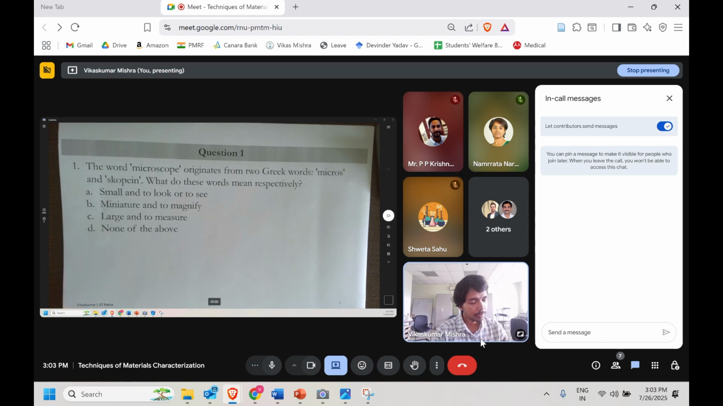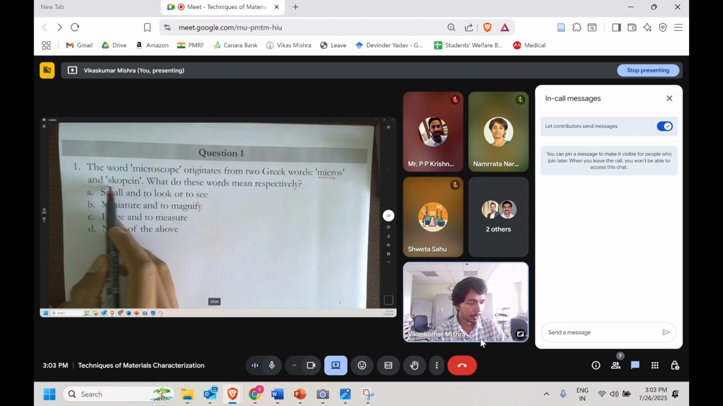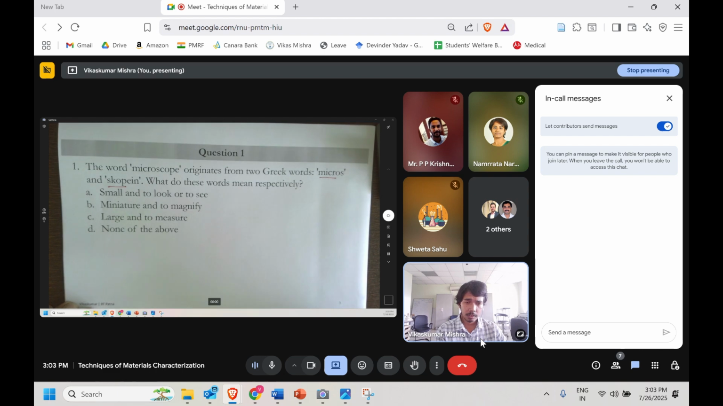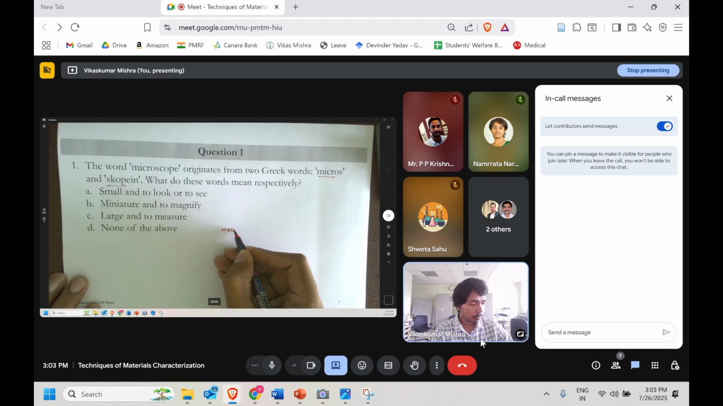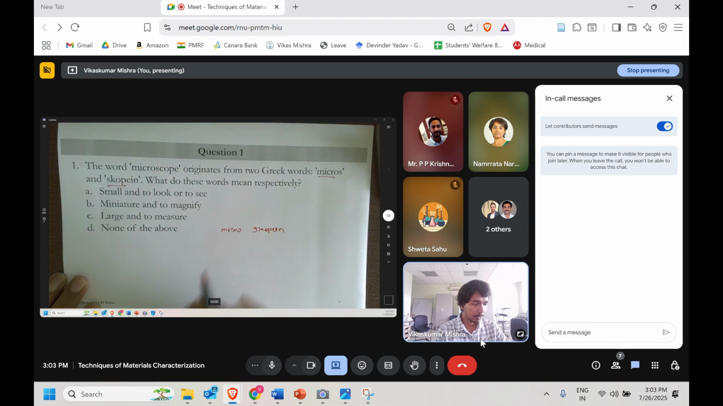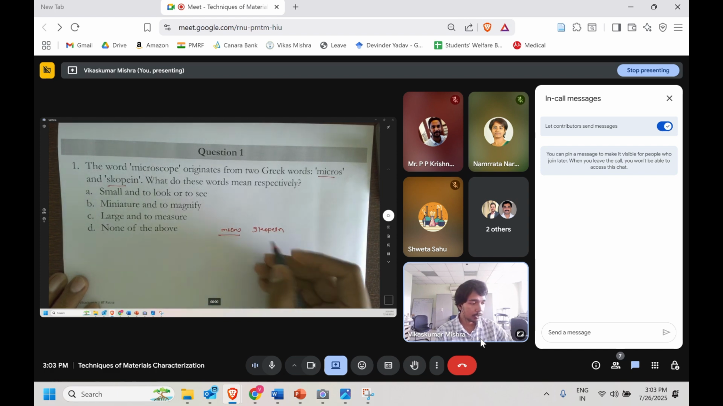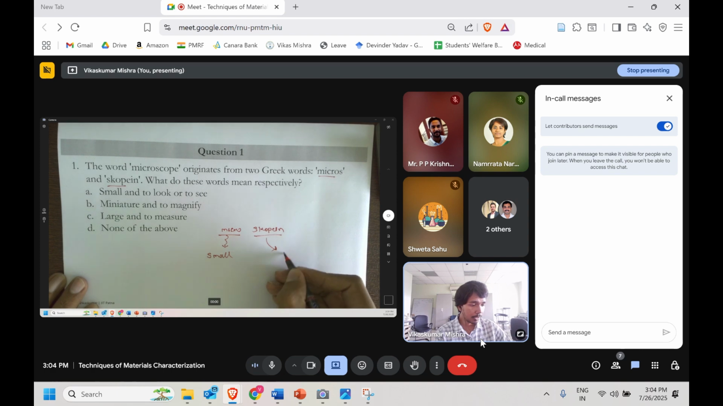The first one is that the word microscope originates from two Greek words, micro and scopian. What do these two words mean? What do they represent? Whether it's option A, B, C or D. So we have micro and we have scopian. What does the word micro mean, and what does the word scopian mean? We know that micro means something which is small, and scopian means something to see, to visualize.